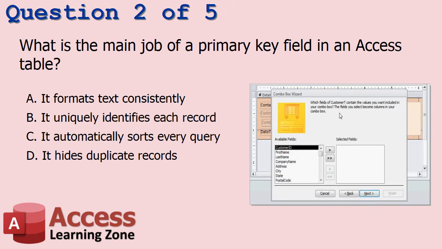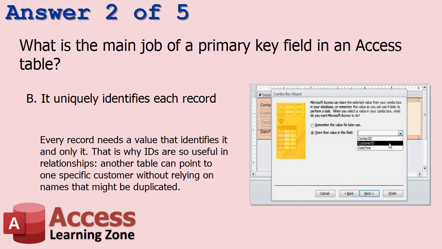Question 2. What's the main job of a primary key field in an Access table? It formats text consistently, it uniquely identifies each record, it automatically sorts every query, or it hides duplicate records. That's an easy one. It uniquely identifies each record.